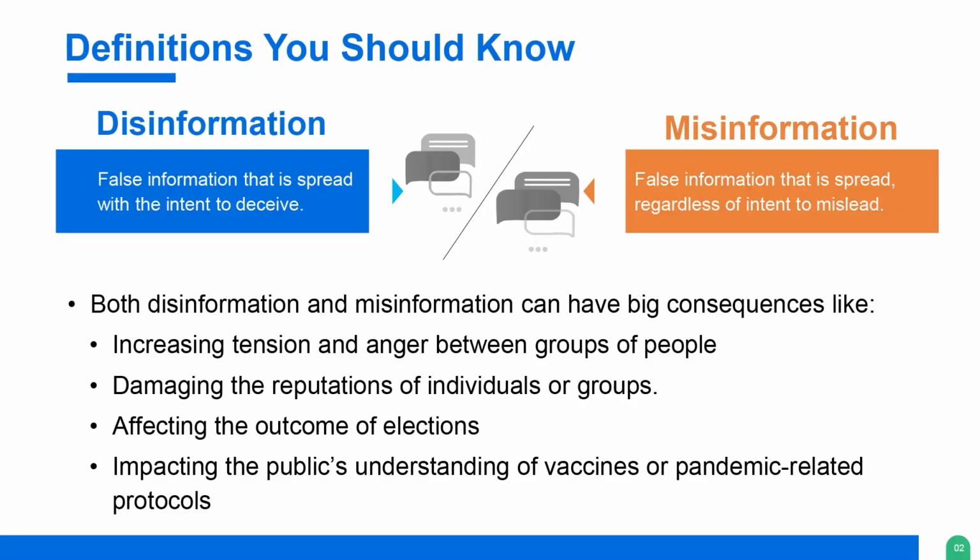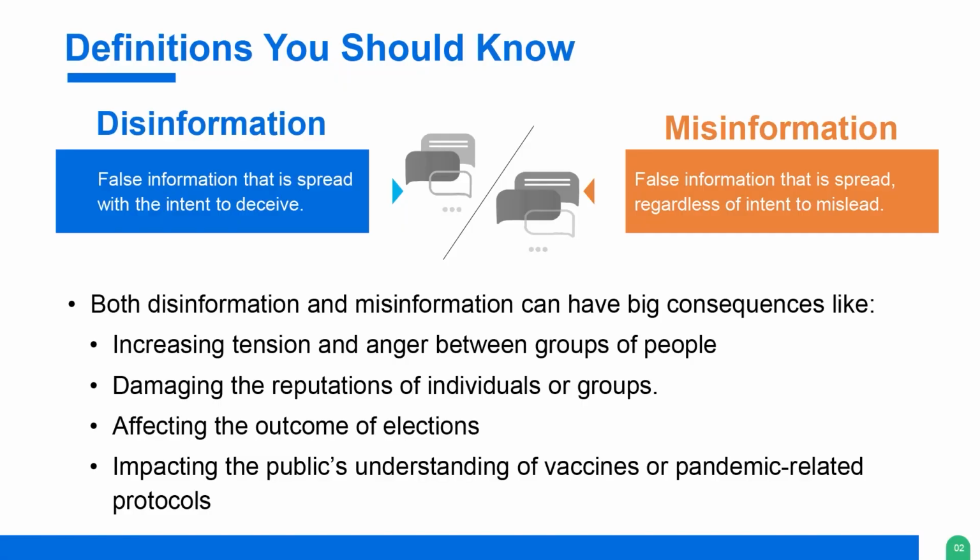The first definition is the word disinformation. Disinformation is when somebody specifically creates false news to try to deceive you. Misinformation, on the other hand, is when somebody spreads this false news, maybe not to deceive you. In fact, maybe they think that they are doing you a favor.